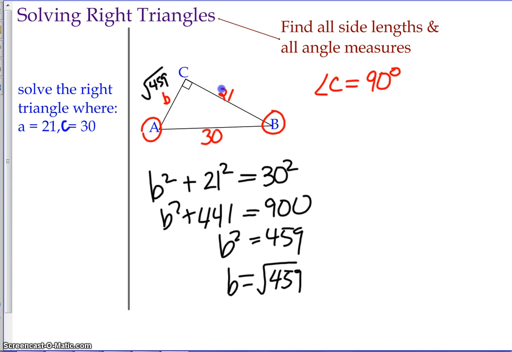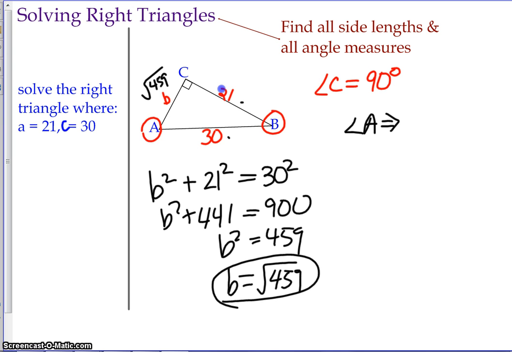So I'm good when it comes to the sides. We found all 3 sides. We already were given A, we're given C, and here is B. So we found all 3 sides. Now let's work on the angles. I don't care which one you go to, whether it's angle A or angle B next. I'm going to start with angle A.